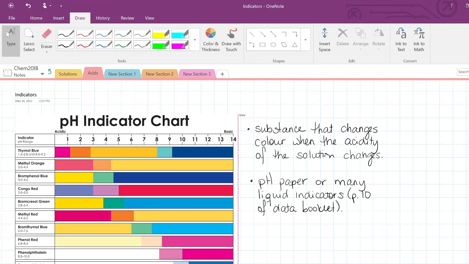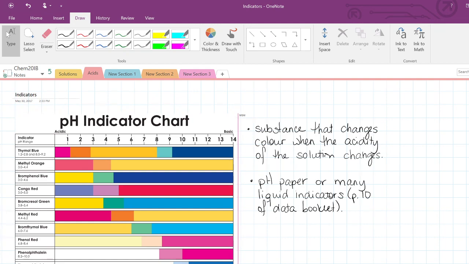I'm coming to you today to talk a little bit about pH indicators, which are used quite commonly in chemistry, specifically when we're working with acids and bases, and specifically when we're doing something called a titration analysis, which we're going to get to in the coming lessons. So what I've done here is I've given you an example of a pH indicator chart.